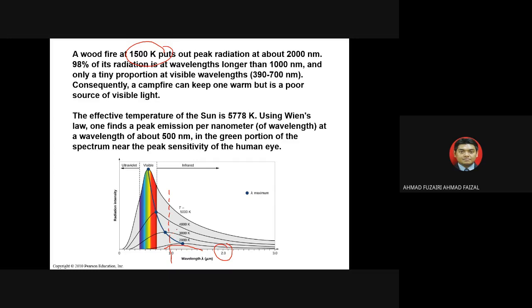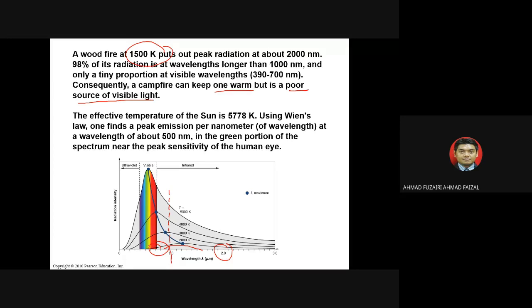So what does it mean? A campfire, a wood fire, can of course keep one warm, but it is a poor source of visible light. From the campfire alone we can feel the warmth, but it cannot glow as a source of visible light. That's why we cannot see things in the dark. When we have a campfire, it's just a glow at that particular point because it has only a tiny portion in the visible range.